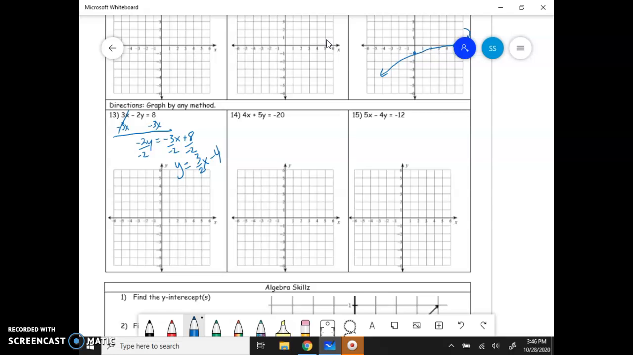Number 14, I will go ahead and use x and y intercepts for that one if I were you, but you don't have to. Number 15, probably easier if you go ahead and convert that into slope-intercept form. So basically solve for y.